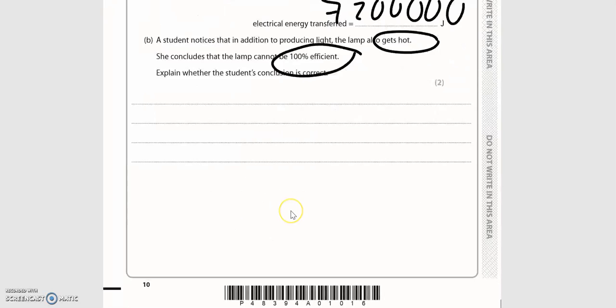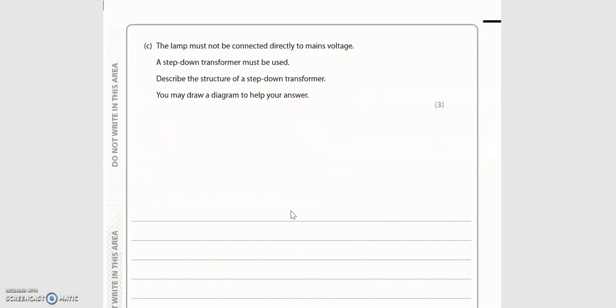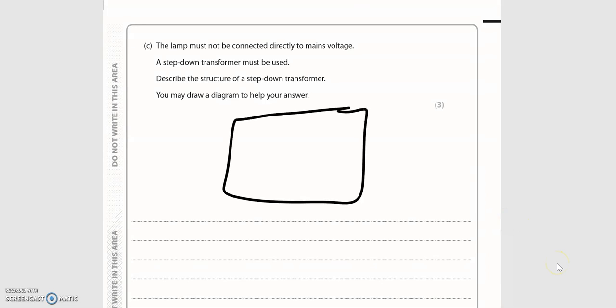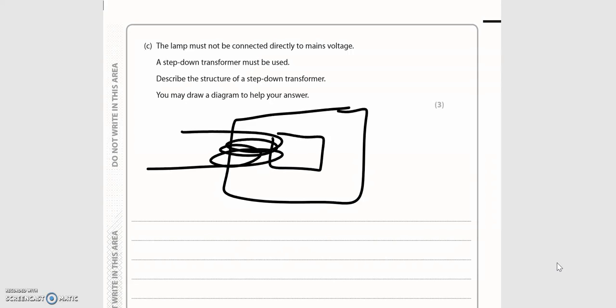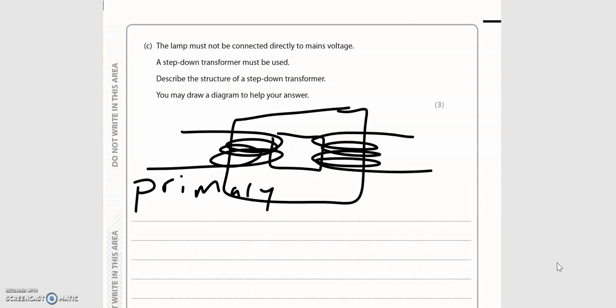Okay. The lamp must not be connected directly to mains voltage. And if you remember, that's 220 volts. A step-down transformer must be used. To describe the structure of a step-down transformer, you may draw a diagram. Okay, so they're giving you a little space. So definitely always helpful to draw the diagram. You have your iron core. On one side you have your primary coil, going in here. And on the other side you've got your secondary coil with your output voltage.